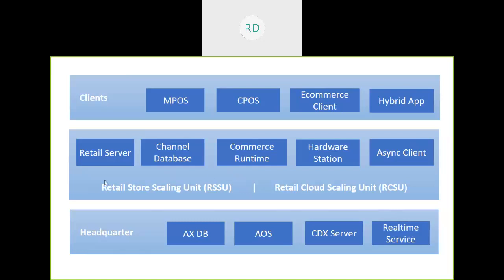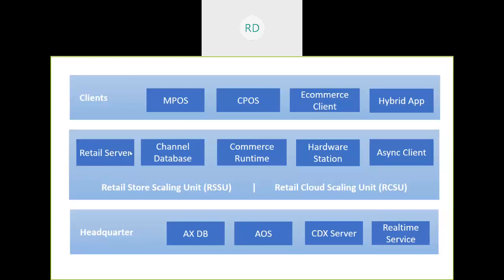If those are deployed on premises, that is called a retail store scaling unit, because all the components will be in the store itself. If those are deployed in the cloud, those are called a retail cloud scaling unit. Now these names have changed a little bit in the last month. They are called the commerce cloud scale unit or commerce store scale unit. Now what components are part of this scaling unit? One is the retail server, another is the channel database, commerce runtime, hardware station, and the Async client.